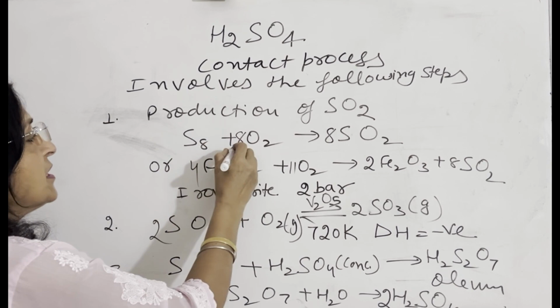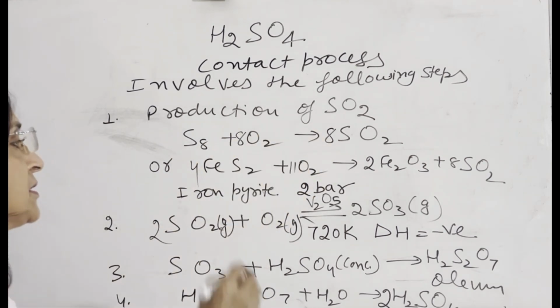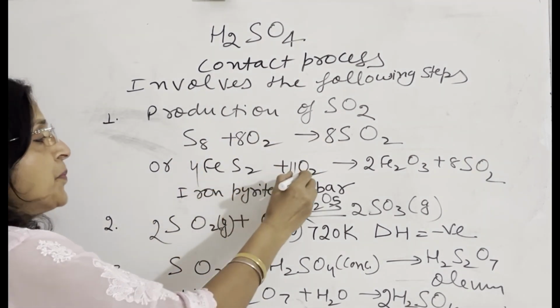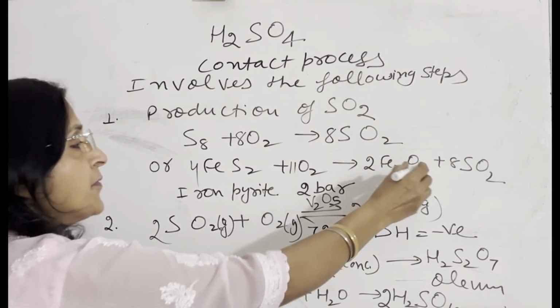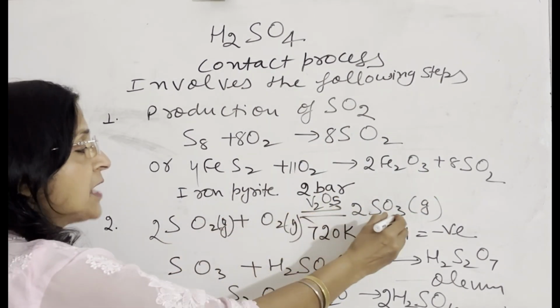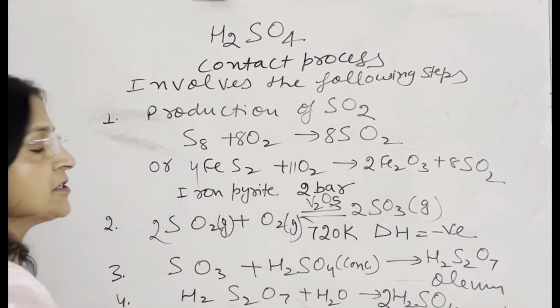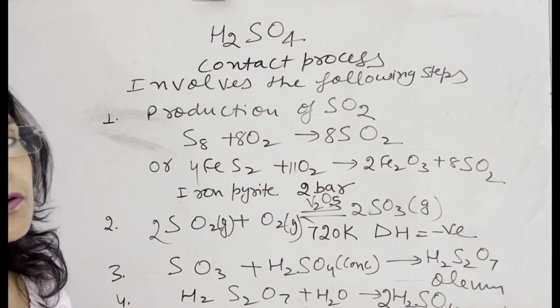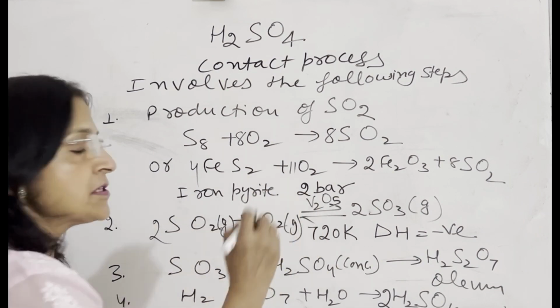Number 1 is by burning sulfur in the presence of oxygen. Second, iron pyrite is burnt in the presence of oxygen. Sulfur dioxide is produced. The second step is that sulfur dioxide is oxidized to sulfur trioxide in the presence of air. This is the main reaction of this process, and it is reversible.